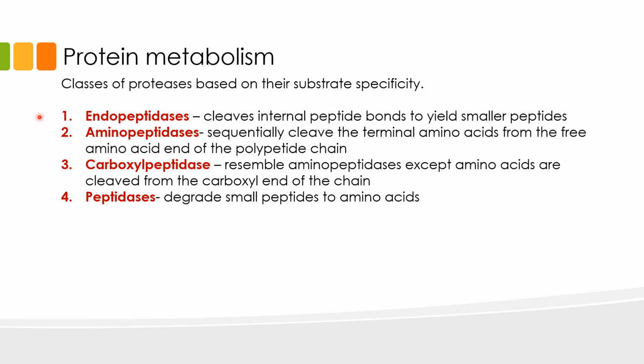The endopeptidases cut internal peptide bonds to produce smaller peptides. The aminopeptidases sequentially cut the terminal amino acids from the amino end of the polypeptide chain. The carboxyl peptidases resemble aminopeptidases except that they cut amino acids from the carboxyl end of the chain. Lastly, the peptidases degrade small peptides into amino acids.